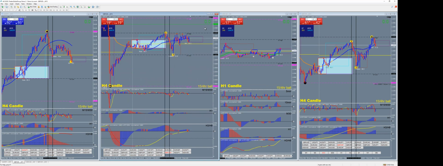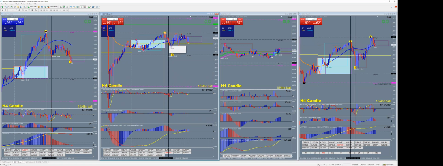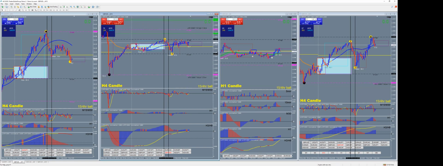So I'll be looking for a long once it breaks out of this consolidation. Give a yellow ball, and it's going with the trend, with the H3 and H8 trend. So I'll be looking to go long on this. Let's put the pound dollar here.